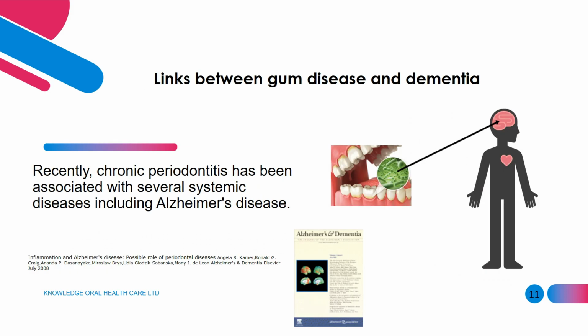Now, this is very interesting. Recent studies have shown links between gum disease and dementia. Bacteria from the oral cavity, Porphyromonas gingivalis, has been shown in the brain tissue of people with dementia compared to those without. So it's thought that bacteria cause inflammation and kill off brain cells.